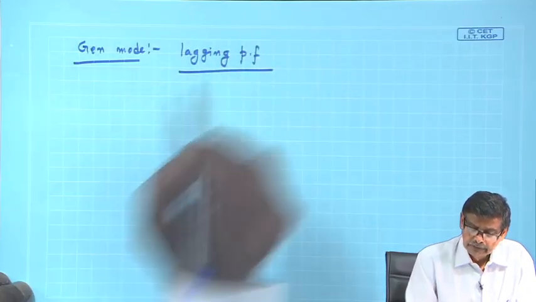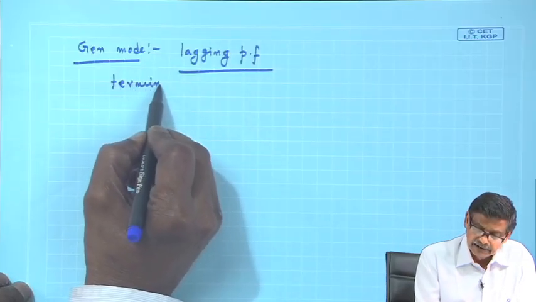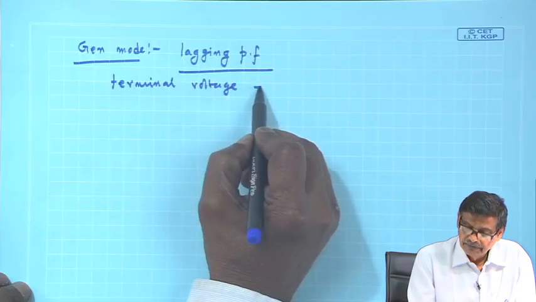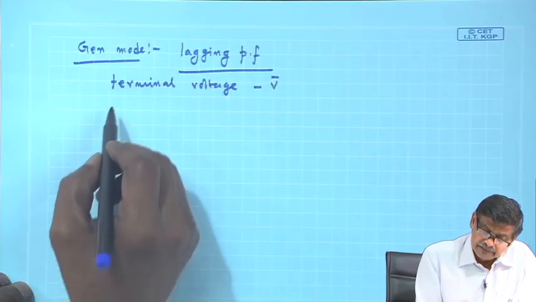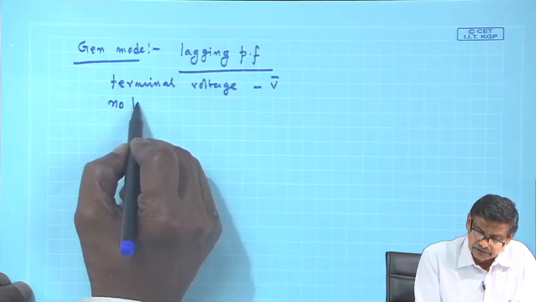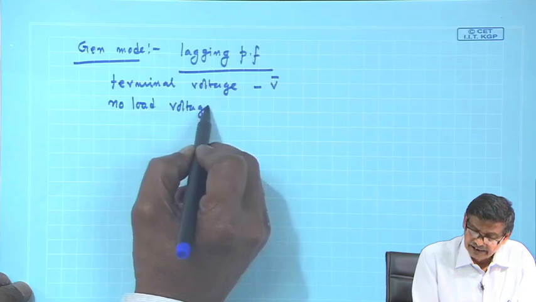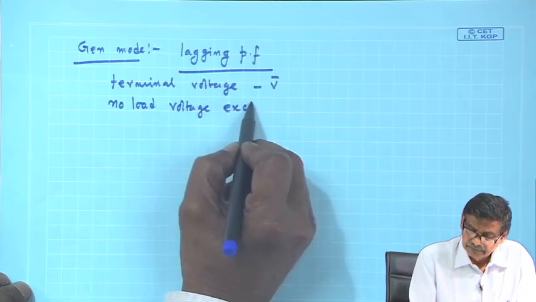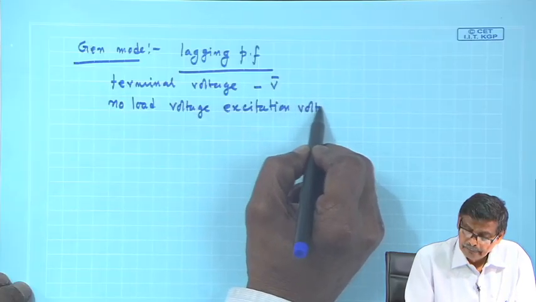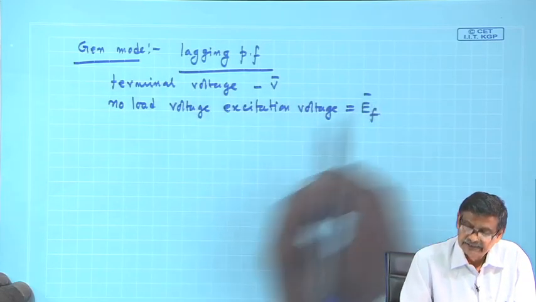Is that clear? Terminal voltage per phase is V, and the excitation or no load voltage, or excitation voltage, per phase is EF. This is the thing.